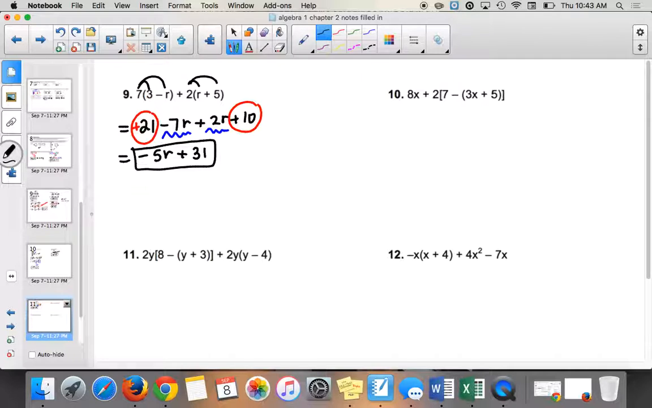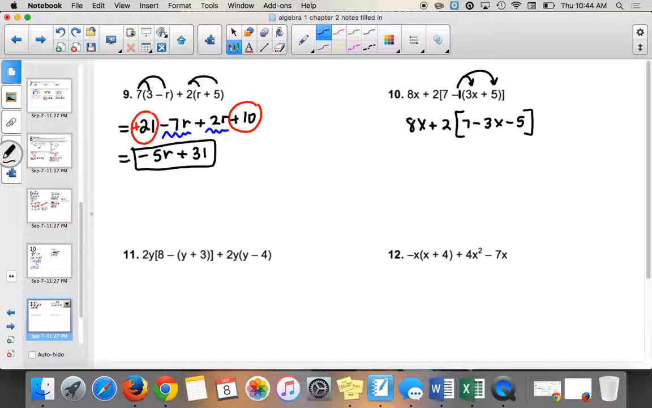All right, the next one has a lot of parentheses and brackets, right? So we're going to start all the way on the inside. So we're going to start with this 7 minus 3x plus 5. Now I'm going to distribute the negative. Do you guys remember what I mean by that? So that's like a negative 1 out there. So if you want to put a negative 1, that's fine. So we're going to have 8x plus 2. Then I have 7 minus 3x minus 5. So I distributed that negative into the parentheses.